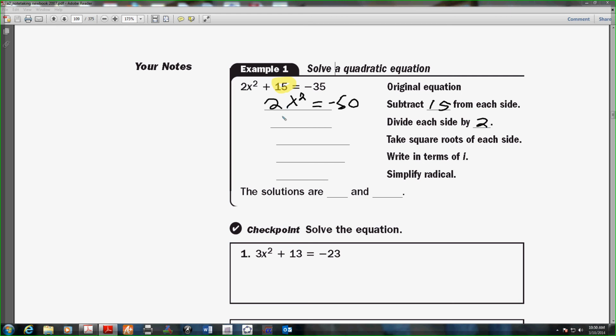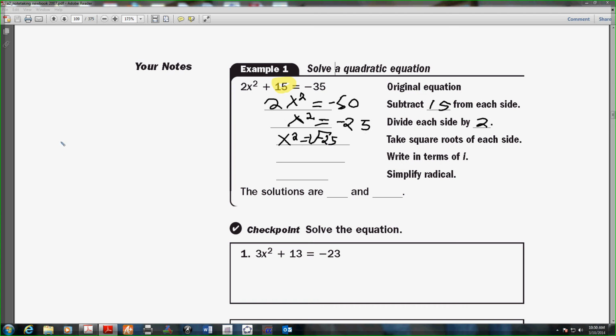Now, what do I have left? I have x squared equals negative 25. Now, because it's an x squared, we have to take square roots to both sides of the equation, and I'm going to be left with x equals plus or minus the square root of negative 25.